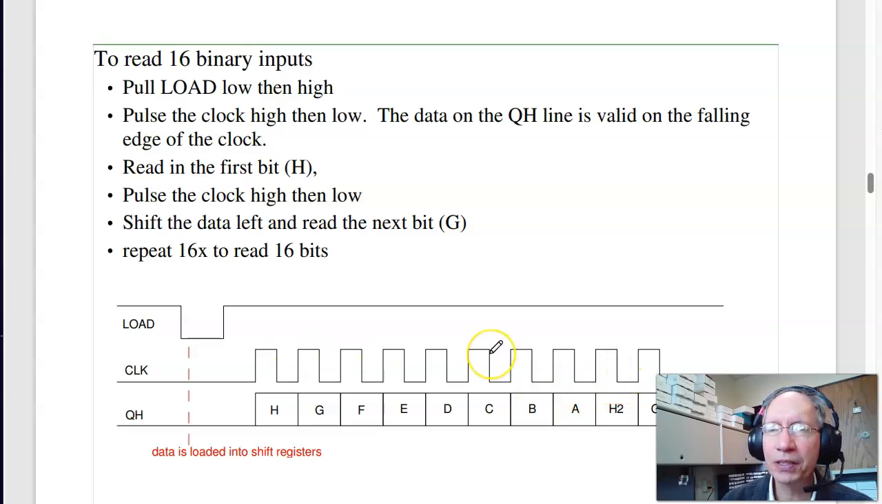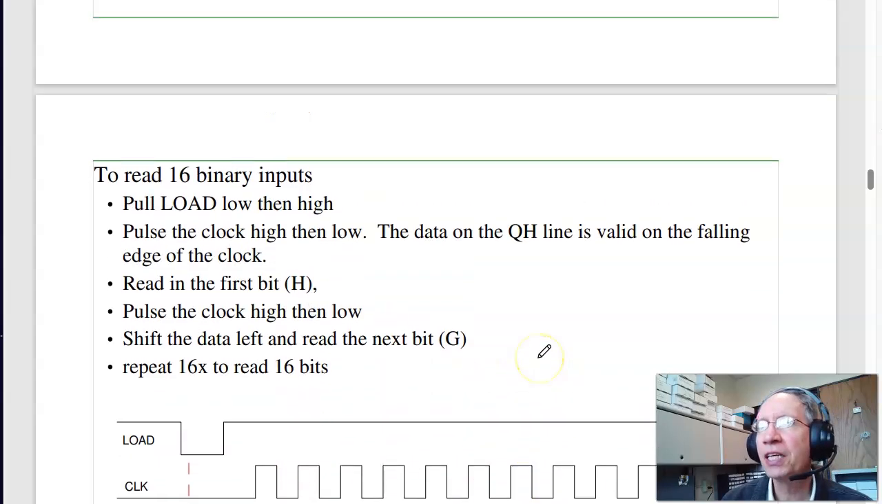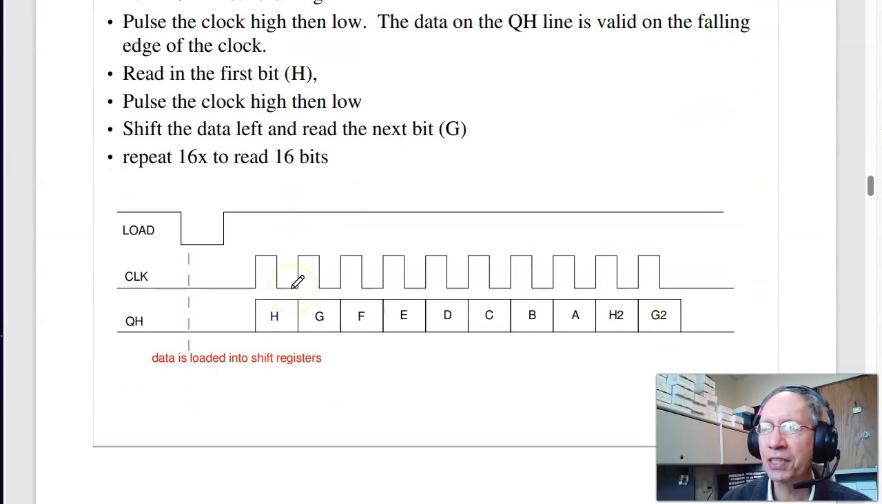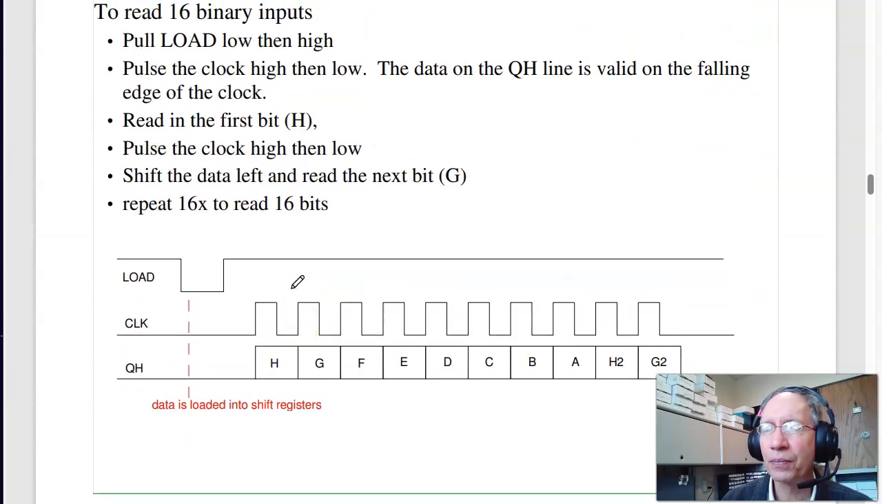After 8 reads, I've got 1 latch. If I cascade 2 of them, after 16 clocks, I've got 16 values. So the beauty of serial ports is I can cascade as many as I want. Using just 3 lines, I can read as many binary inputs as I want.